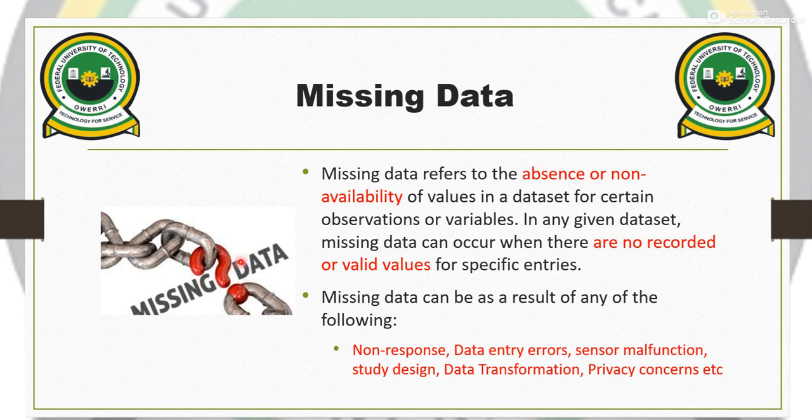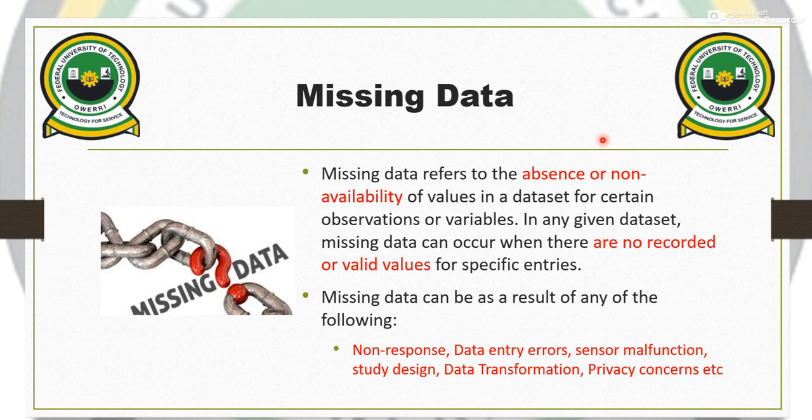Are we going to be able to make a meaningful decision from this data that is disjointed at this point in time? So this is the problem of missing value. So missing data refers to the absence or non-availability of values in a data set for certain observations or variables. Okay, so in any given data set, missing data can occur when there are no recorded or valid values for specific entries. Now look at two things that can connote a missing value.